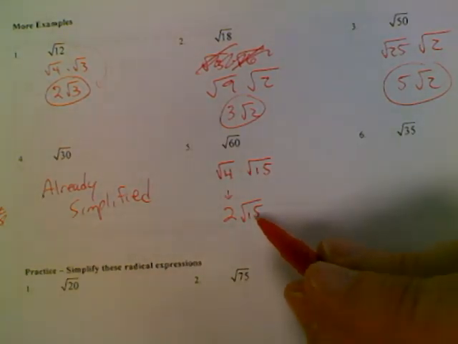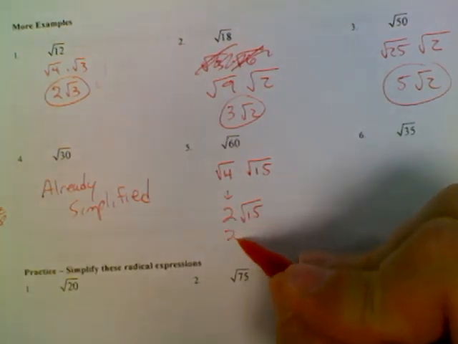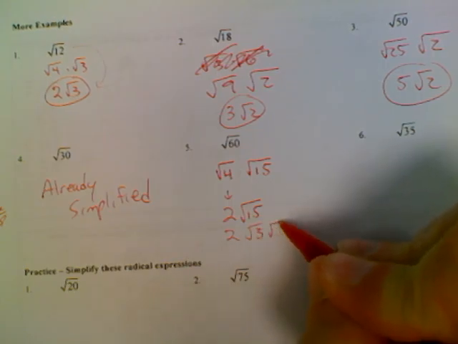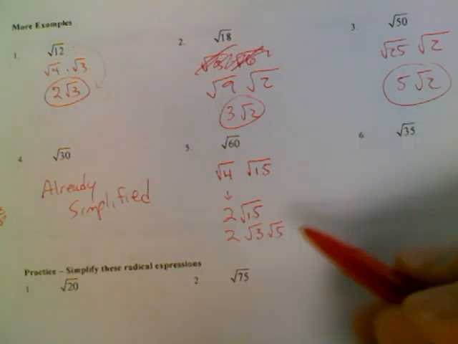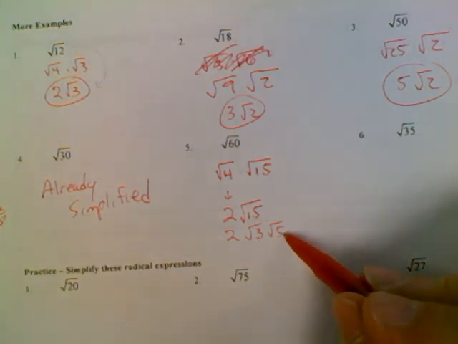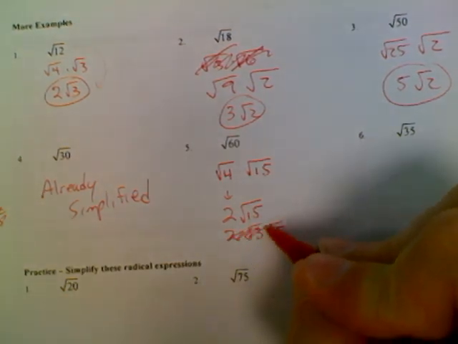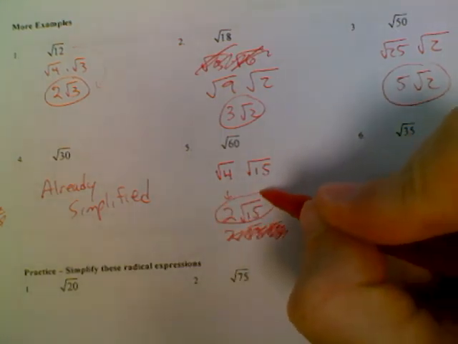Wait. Could square root of 15 be reduced even more? Aren't there factors of 15? 2 times square root of 3 times square root of 5. Well, yeah, but neither one of these turns into a whole number. If you can't turn one of these into a whole number, there's no value to doing it. So that's as far as we can go. That is the most simplified version of square root of 60.